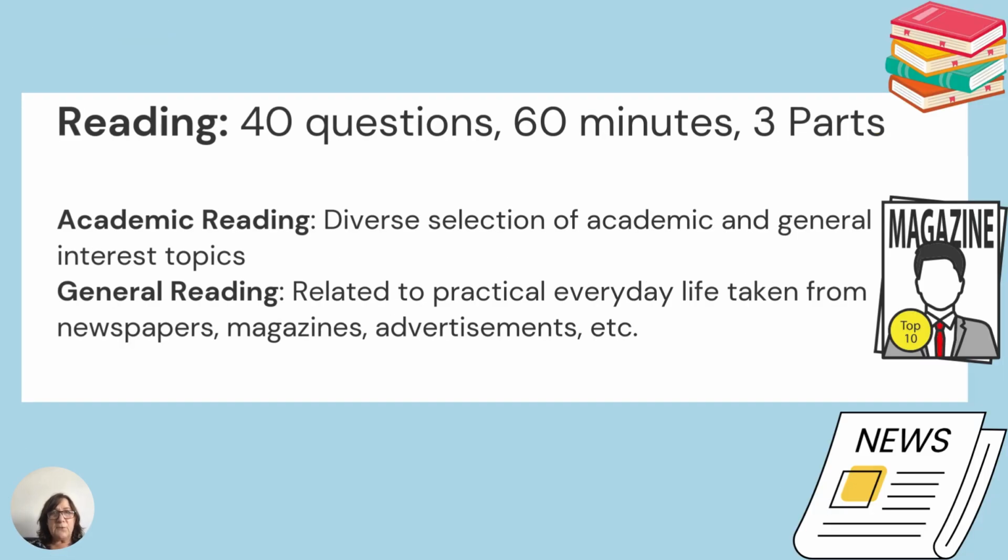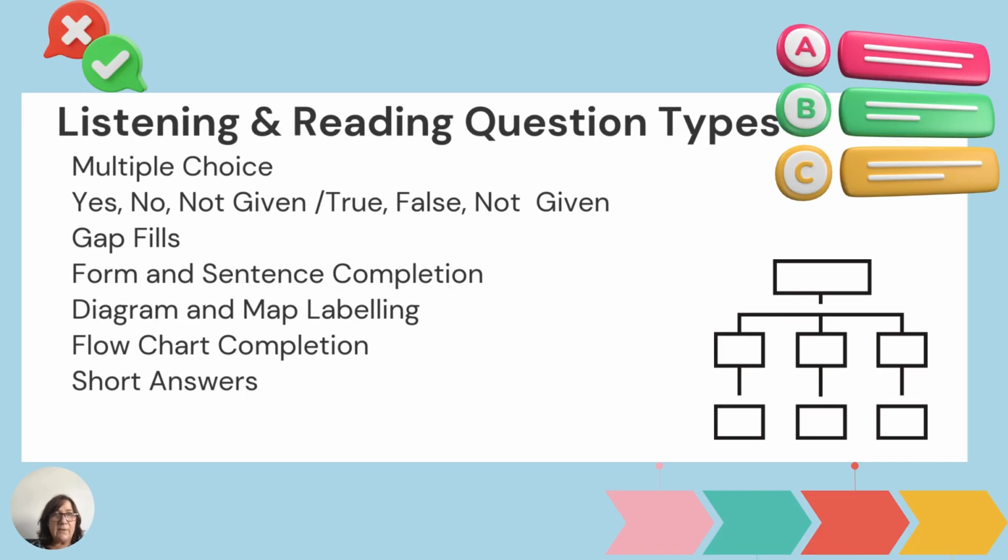Then the reading is 40 questions, 60 minutes and 3 parts. So it's normally like 13 questions, and then 14 questions. Some people will tell you they go up in level of difficulty, but to be honest, I haven't found this. I found they're all difficult. So you have academic and general, and the academic is related to academic and general interest topics, and the general is related to how will you cope in everyday life in an English-speaking country, and is from newspapers, magazines, and advertisements.